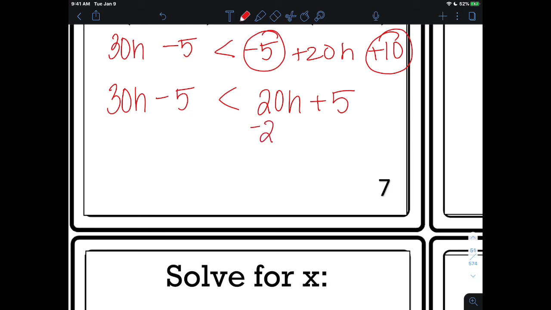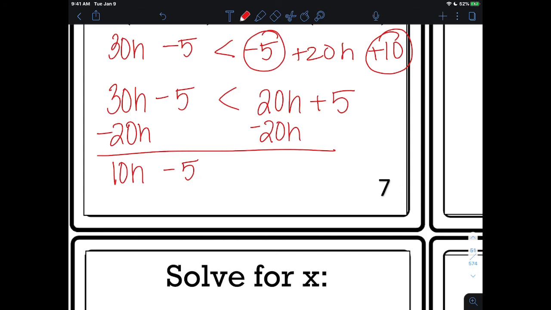All right, let's move my h's all over to the left side, right? Doesn't matter who's bigger or smaller for these guys. And here, I did not multiply or divide by a negative number. Symbol stays the same. Exciting move.